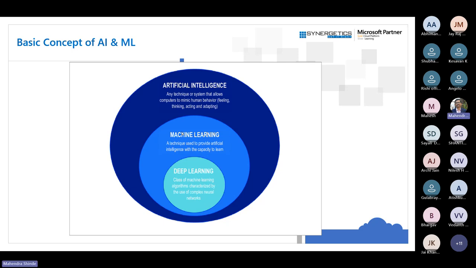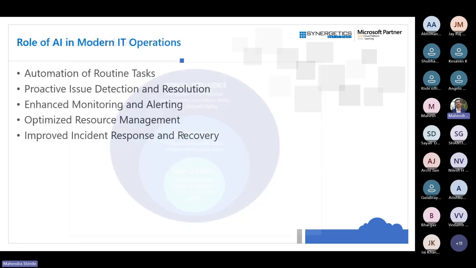I guess enough of this. Basic concept of AI and ML is clear. Now, what is the role of AI in modern IT operations? What is IT operations, by the way?